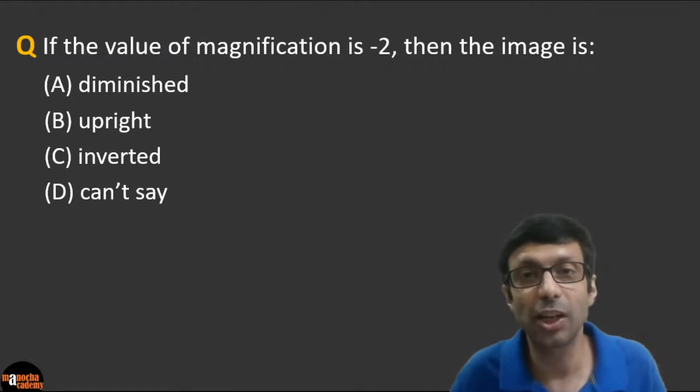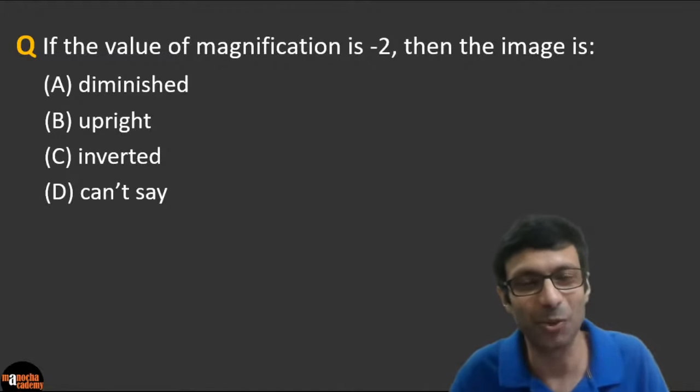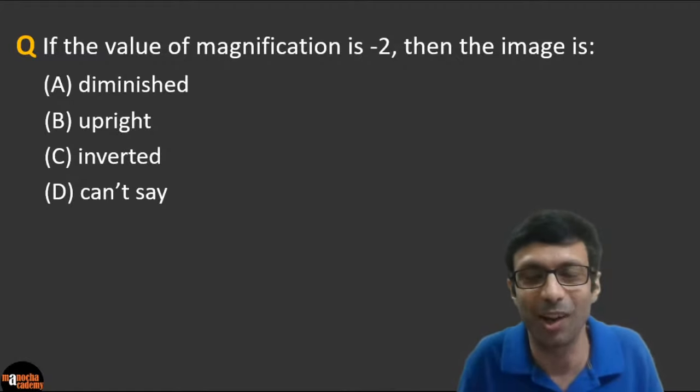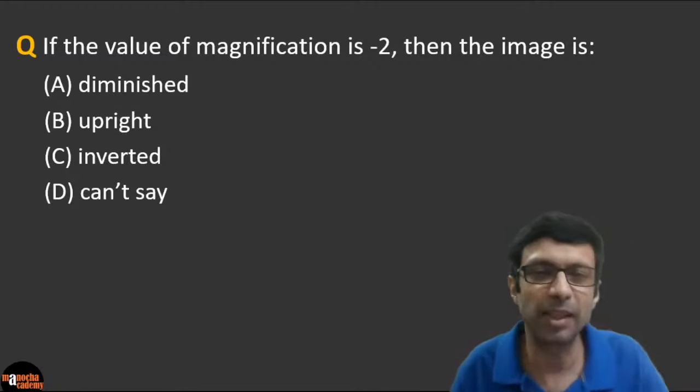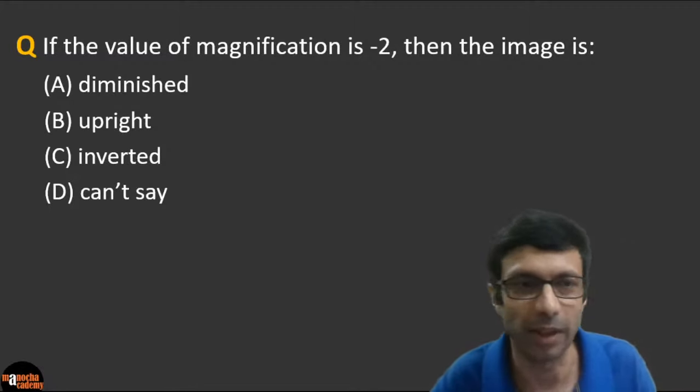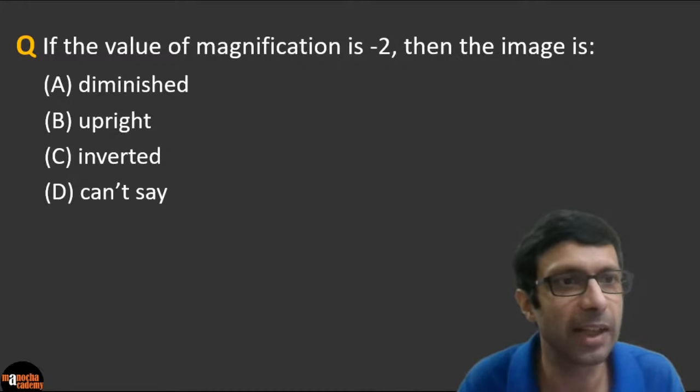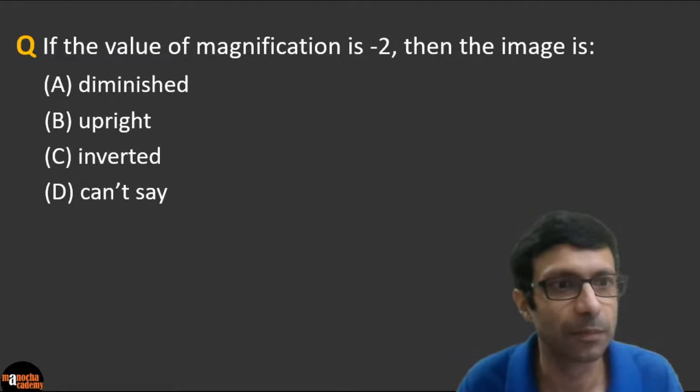If the value of magnification is -2, so this is the opposite question. They have given you the magnification value, then what can you say about the image? Is it a diminished image, an upright image, an inverted image, or you can't comment? What do you guys think? Come on, be science detectives here and find the answer for me. I want all of you to try. Ayush is saying D, Shari is saying C, Venkat is saying A. What do you guys think?